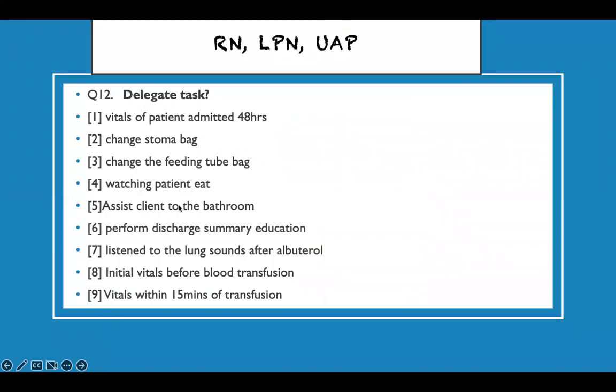And then this is the delegation question. Okay, that's the last one. We're just delegating. You have a team: an RN, a UAP, and an LPN. The RN does the most, and you know what the UAP does: basically anything that doesn't involve that. Vitals of a patient admitted 48 hours ago. Who is going to do this?